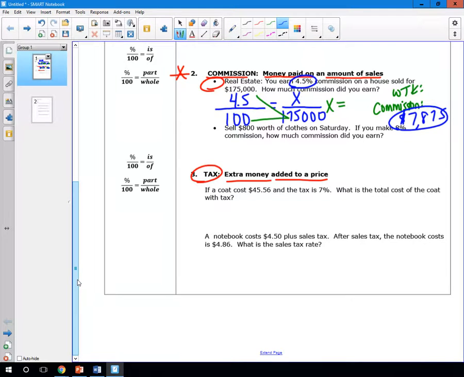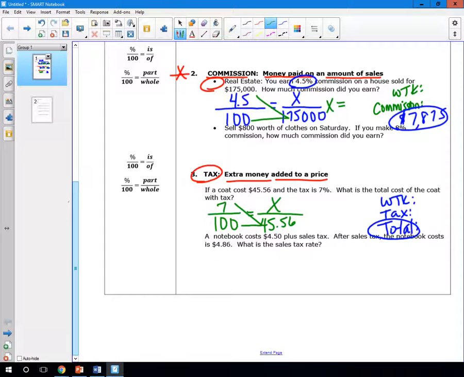So my WTK for this one is I'm looking for the total. And really, in order to find the total, I've got to find the amount of the coat and the tax. So for me, I might remind myself, I've got to find the tax first, and then my ultimate goal is to look for the total. Okay? So it says the tax is 7%, so 7 over 100, since it's percent, and the coat costs $45.56. That's the original 100%. So I'm going to put on the bottom $45.56, and I'm looking for how much tax. And just like we always do, we're going to cross multiply and divide. And I get that the tax is $3.19.